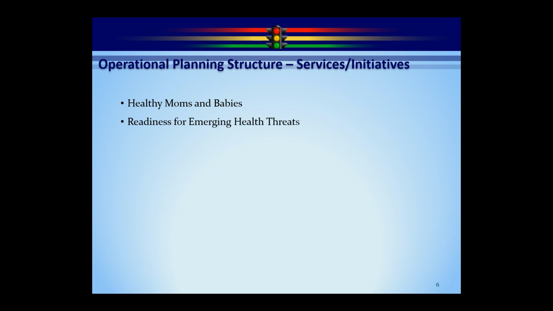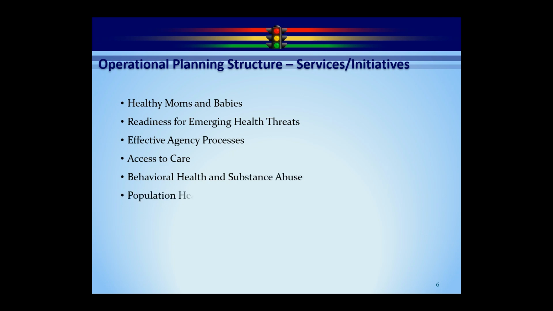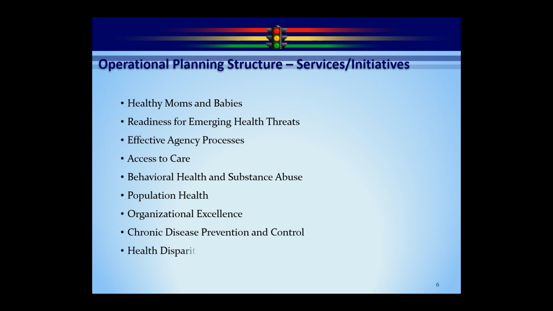Readiness for emerging health threats. Effective agency processes. Access to care. Behavioral health and substance abuse, population health, organizational excellence, chronic disease prevention and control, health disparities, and for today we're going to use the example of tobacco cessation.